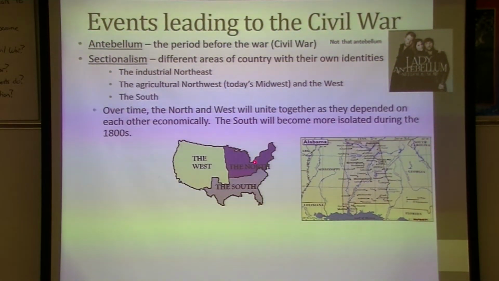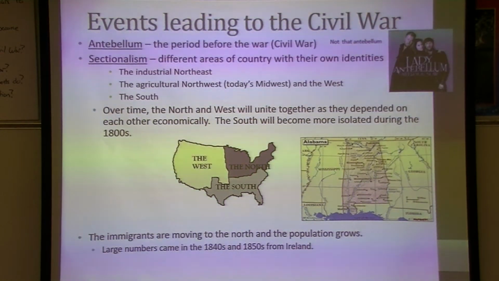The North, though, would be what used to be connected to what was the West. And this is where, over time, we will have, with canals, railroads, roads, that area will be connected, and the South's going to be, throughout the early 1800s, more and more isolated.